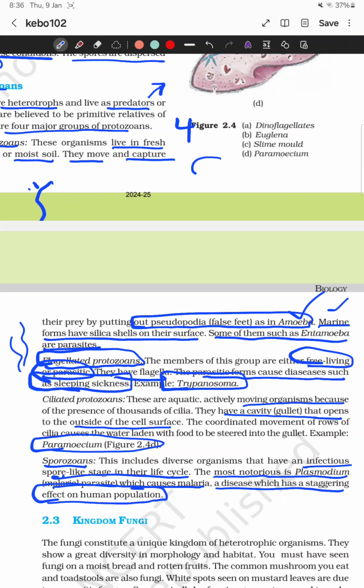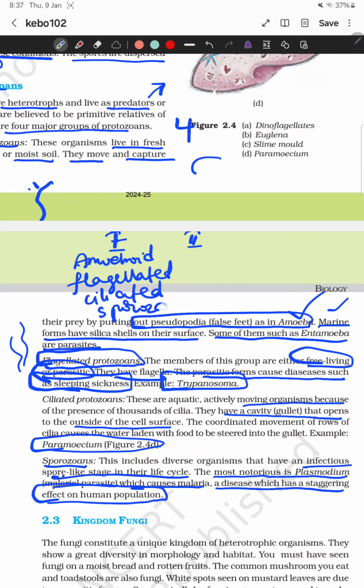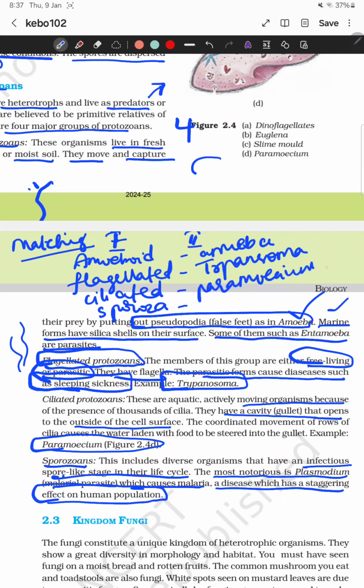Suppose, for example, the question will be column number 1 and column number 2: amoeboid, flagellated, ciliated and sporozoans. Here it will be given as match the following, to pair the correct answers. For amoeboid the example will be amoeba, for flagellated the example will be Trypanosoma, whereas for ciliated protozoans the example will be Paramecium, and for sporozoans the example will be Plasmodium vivax.